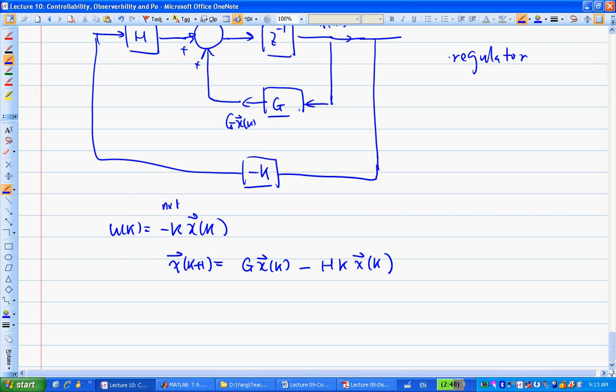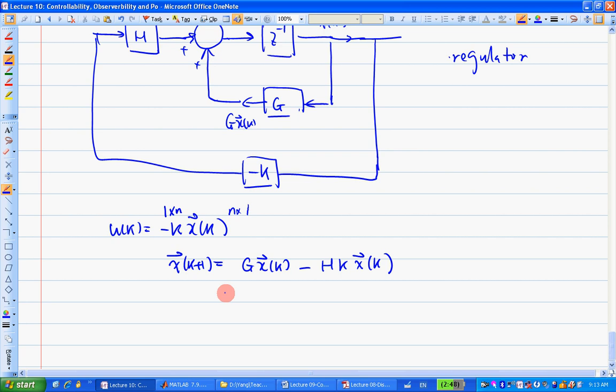So if this is n by 1, what's the size of x here? X is n by 1, right? Can you use n by 1 times n by 1? No, here it's a single input, single output. So single input, single output, what's the u size? 1. So what should be the K here? 1 by n. Okay?